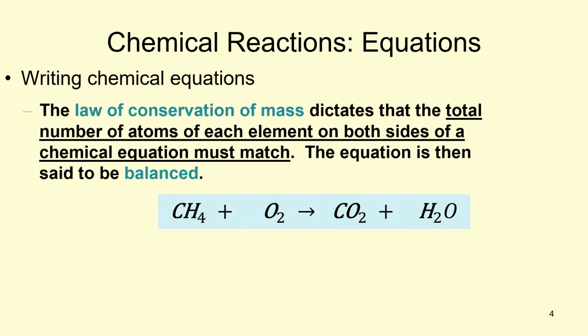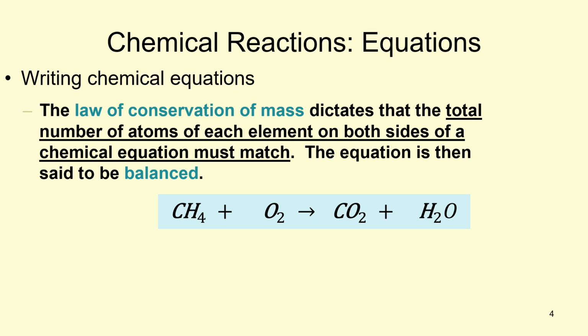Now, we've talked about the law of conservation of mass earlier in another chapter, and that just means that matter is neither created nor destroyed. So the easiest way to represent that is to say that the total number of atoms of each kind are equal on both sides of a chemical equation. So if they don't match, then we have to balance the equation.